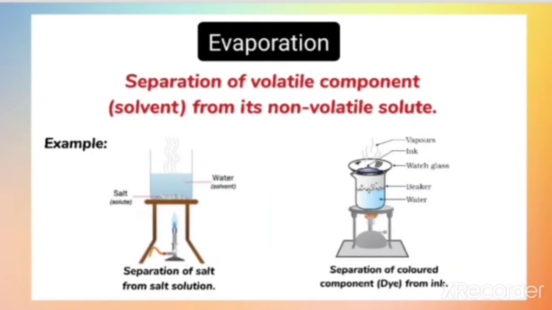Now let us discuss what a volatile component is. The component which vaporizes. If the solvent is volatile in nature and the solute is non-volatile, that means it will not get vaporized. For example, if we take a salt solution that you can see in the picture, and we want to separate the salt from the water in the salt solution, what method is preferred?